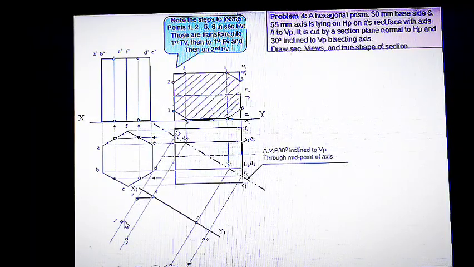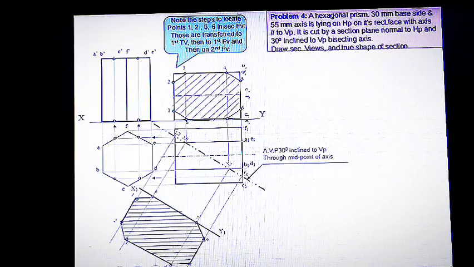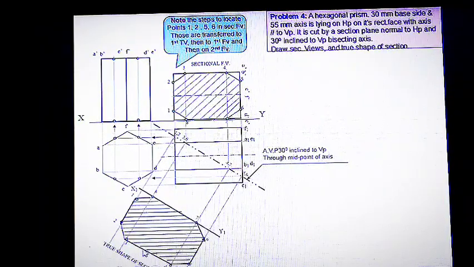1, 2, 3, 4, 5, 6, 7, 8. By joining these by using straight lines, we will get the required true shape of the surface. Then hatch the surface and finish the drawing. Print sectional front view, true shape of section. Like this you have to print on the drawing.